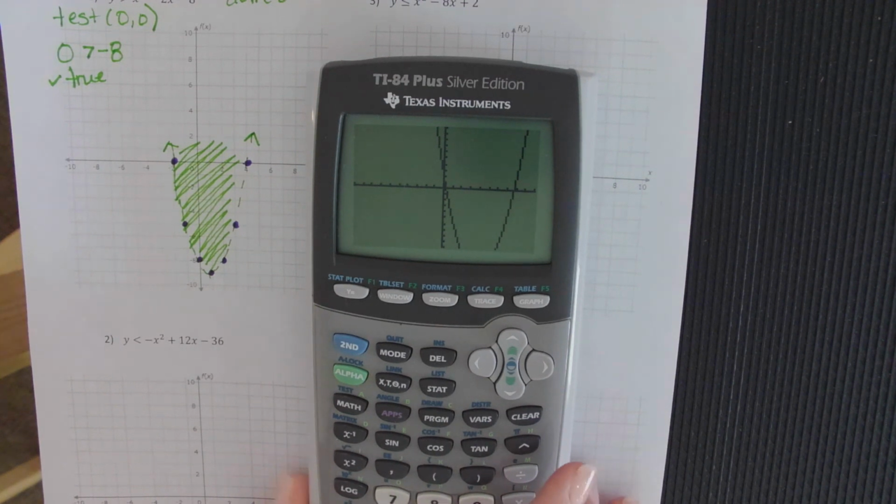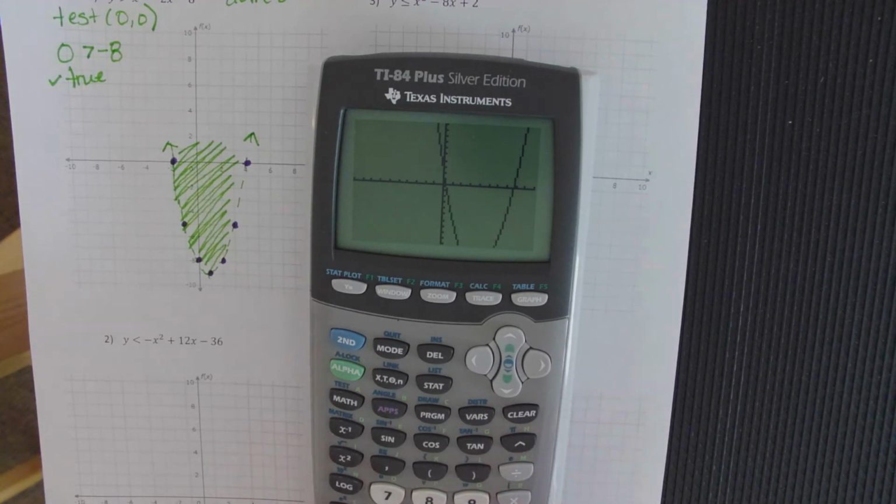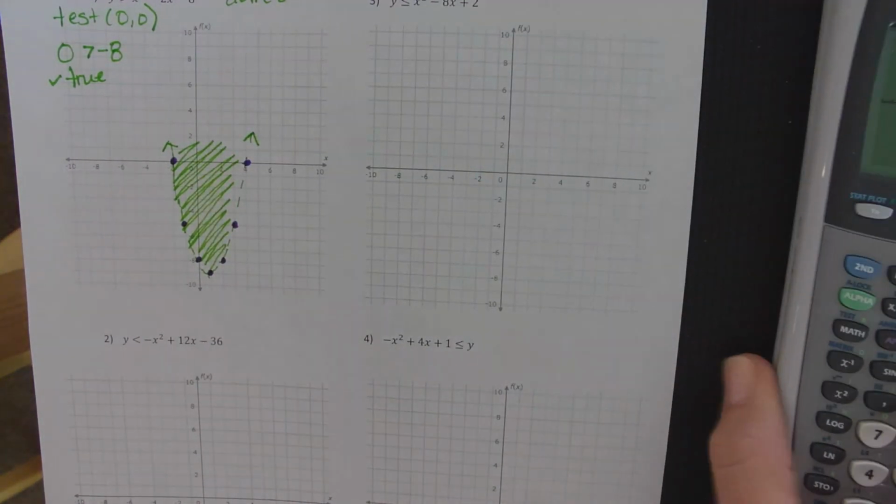For my window on my calculator, I cannot see my vertex. We're not going to mess with it right now because personally you don't need to. If you want to, we can. All right, but what do we need to get? What's the hardest part of this? We need to find our axis of symmetry. Right. So let's work on that.